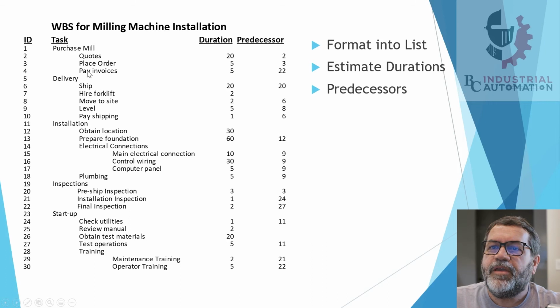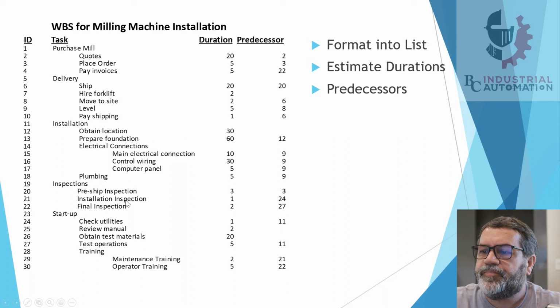The next item, pay invoices. For that I have a predecessor of number 22, and that's way down here, final inspection. We're not going to pay for this milling machine until we know that everything is what we expected it to be. So even though the previous item is place order, we're not going to pay the invoice as soon as we place our order. We're going to pay after we've done our final inspection.